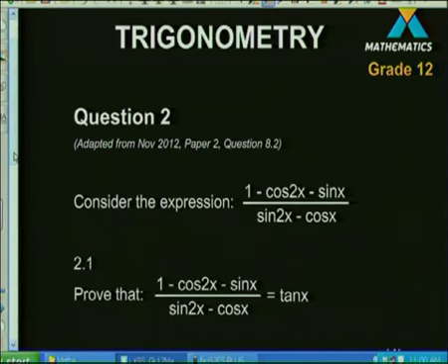Welcome back, and I'm sure you are now ready to continue with question 2. Question 2 asks us to consider the expression. And here we have a look, and we see that we have a fraction, and we've got 1 minus cos 2x minus sin x over sin 2x minus cos x. I hope that you immediately recognized and saw that we have a 2x here and a 2x at the top, which is our double angles.